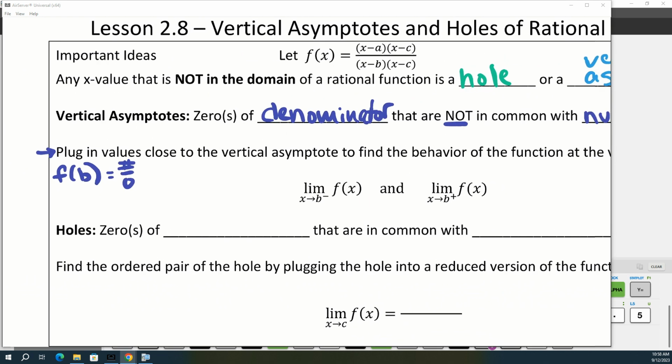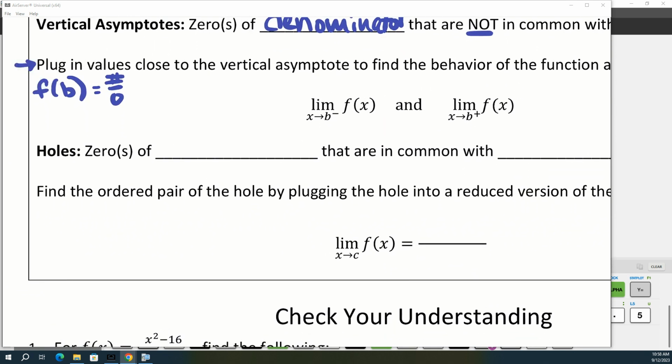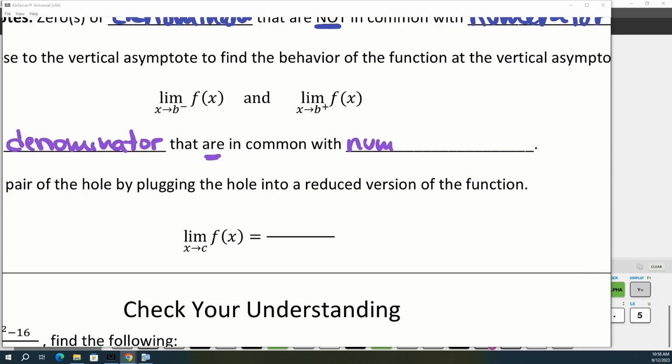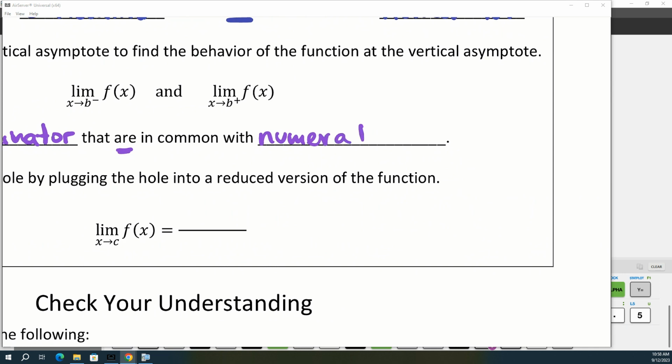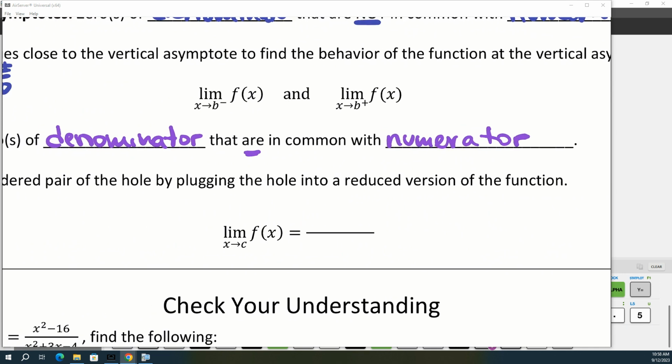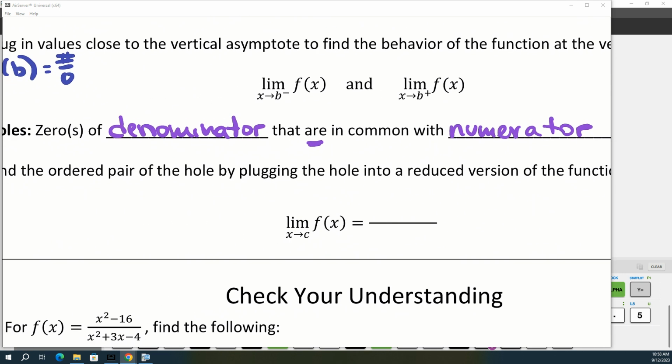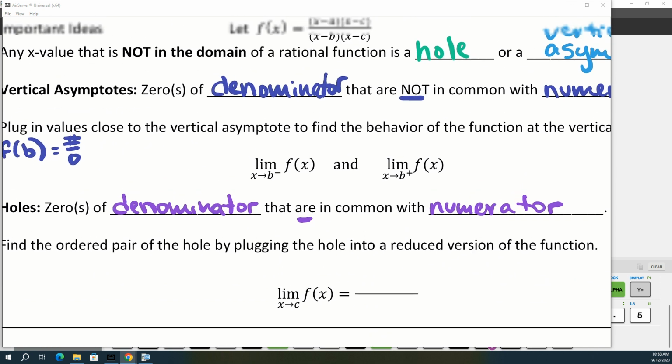All right, and then holes are going to be any zeros of the denominator that are in common with the numerator. That's going to create a hole in the graph. So you'll know automatically what the x part of the hole is. And then we have to do a little manipulating to find the y part.